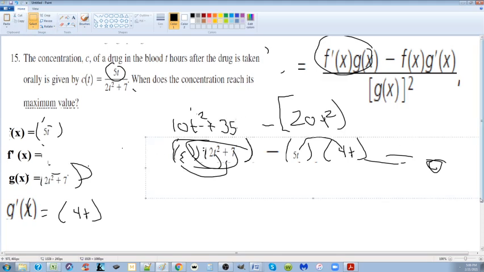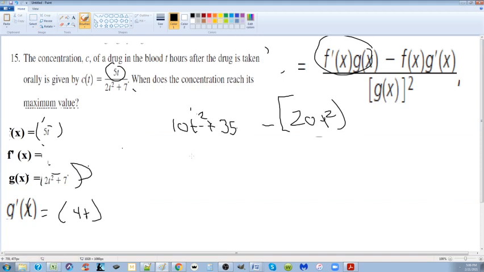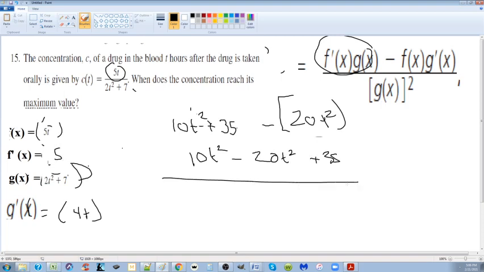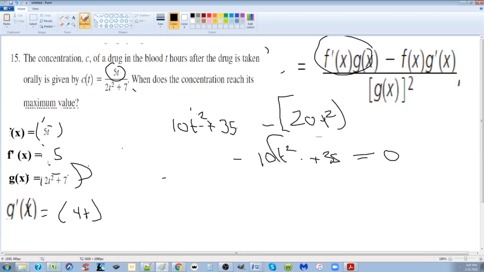And so the denominator doesn't matter, as I said, but this is the actual thing. So I get 10t squared minus 20t squared plus 35. So let me make sure that that's right. 5 times 7 plus 35. There you go. So it's clear that this becomes minus 10t squared. So I get minus 10t squared plus 35. And I set that equal to 0 because the denominator doesn't matter. And I solve for t squared.